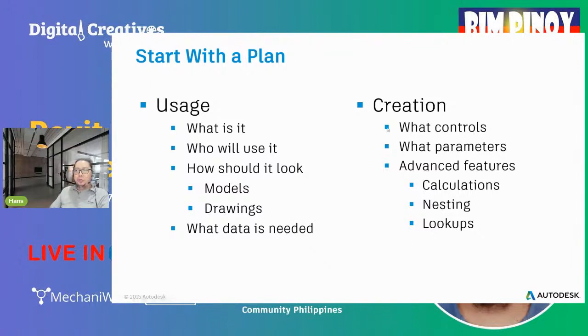For creation, what are the controls of those brands? Later we will discuss all of those data and controls one by one as we go through the software. So what is a parameter, and the advanced features of families like calculation, nesting, and lookup.